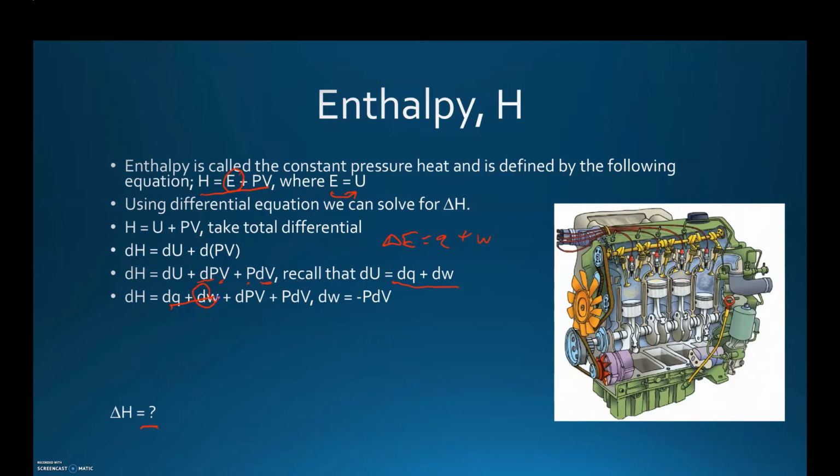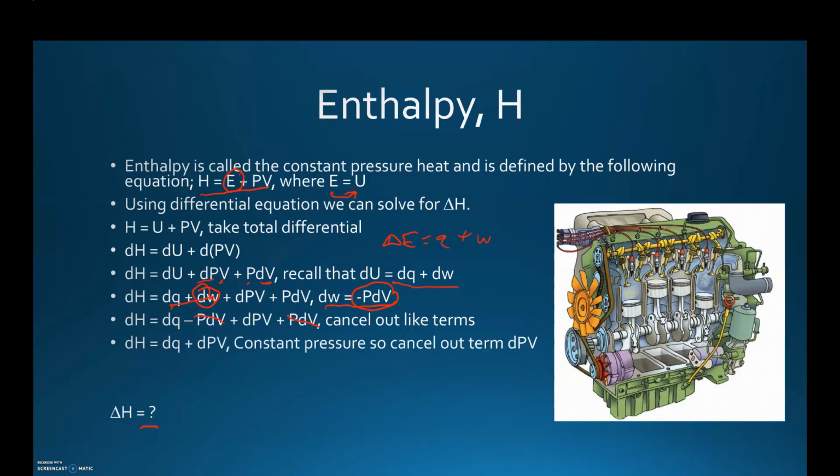So we're going to define dW here. dW is equal to minus P dV. So this is going to be substituted in for dW. And so we end up with this equation here. Now, dH is equal to dQ minus P dV plus V dP plus P dV. A little bit of algebra here, nothing major, just cancel out like terms. And what do we see cancel out? Minus P dV and plus P dV cancel out. So we're left over with dH is equal to dQ plus V dP.